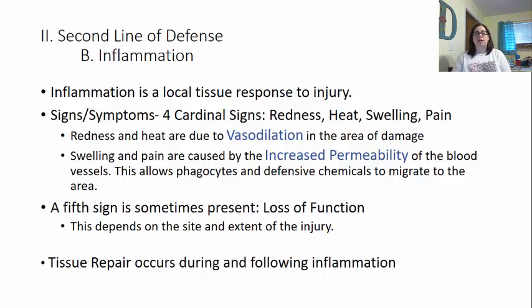Now, tissue repair occurs during and following inflammation. This is going to allow the tissue to start repairing itself, being able to fix the potential issue, but it does continue after inflammation leaves.